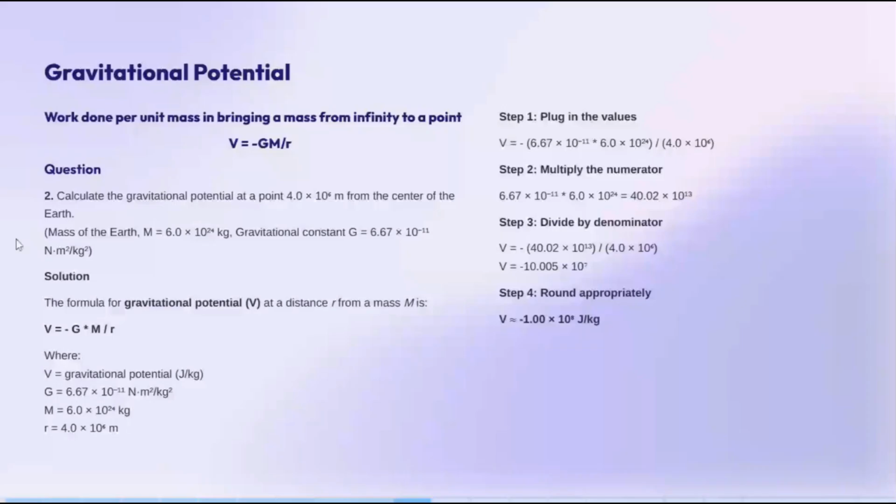Now the mass of the Earth, write this one in your notes. The mass of the Earth is always constant, and it is known to be 6 times 10 raised to power 24, not minus 24, kilograms. That is the mass of our Earth. Anywhere you are asked for the mass of the Earth, it's always constant.